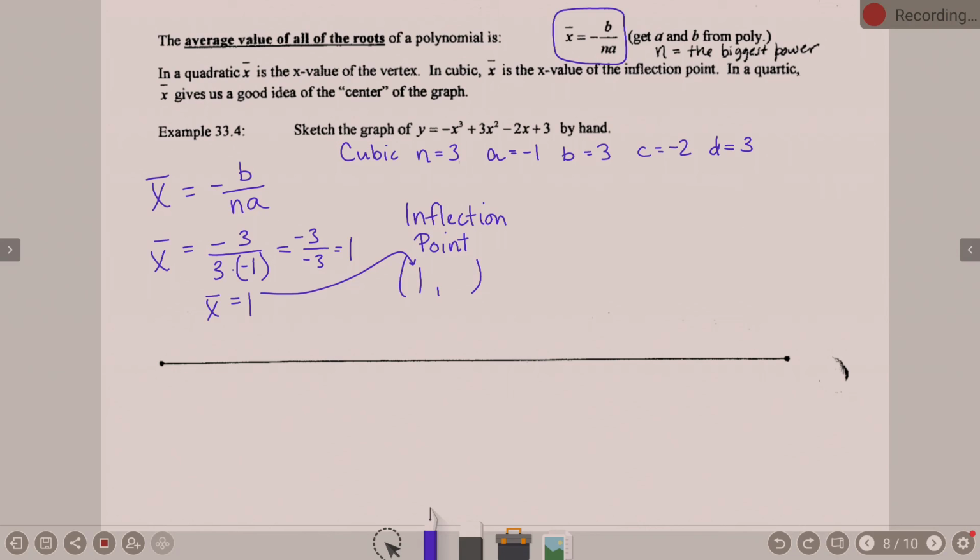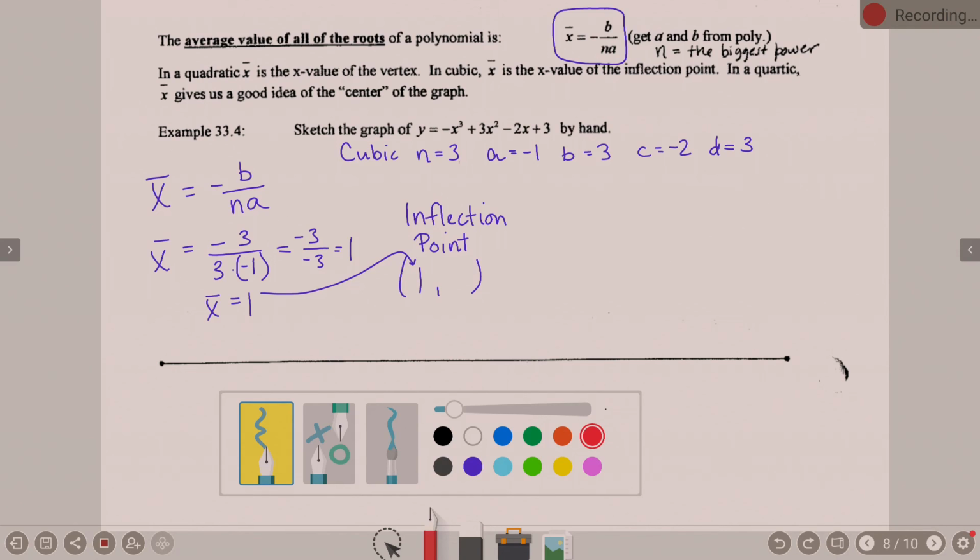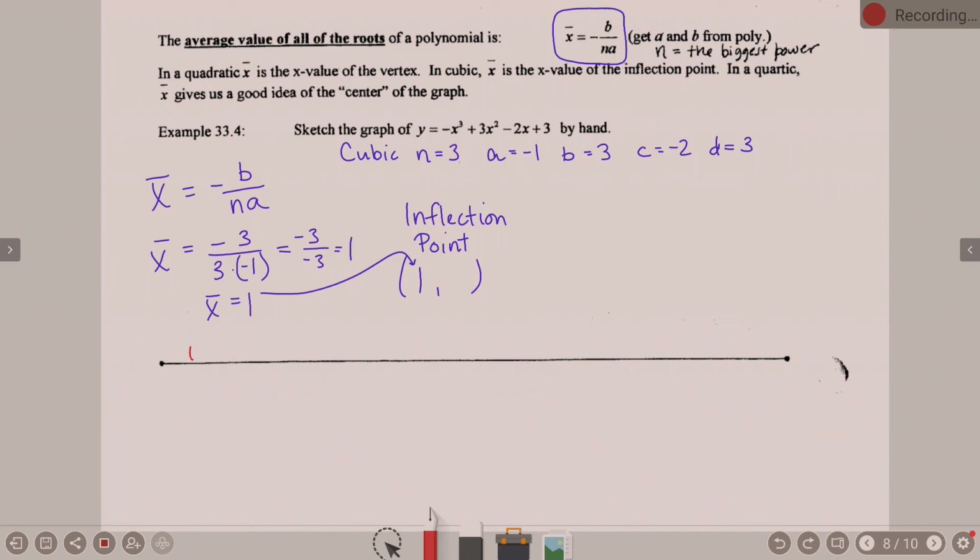Well, now that we have an x term, do we have to plug it back in there and solve for y? Yep. Now that we have an x term, we can just plug it back in. So y equals the negative of 1 cubed plus 3 times 1 squared minus 2 times 1 plus 3. So negative 1 plus 3 minus 2 plus 3. And we end up with 3.